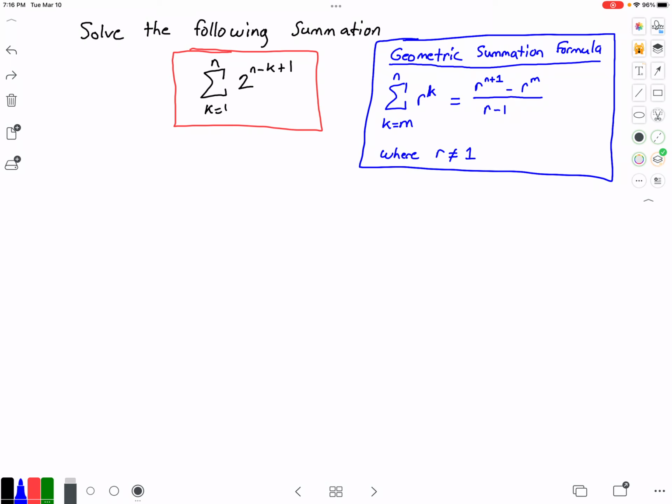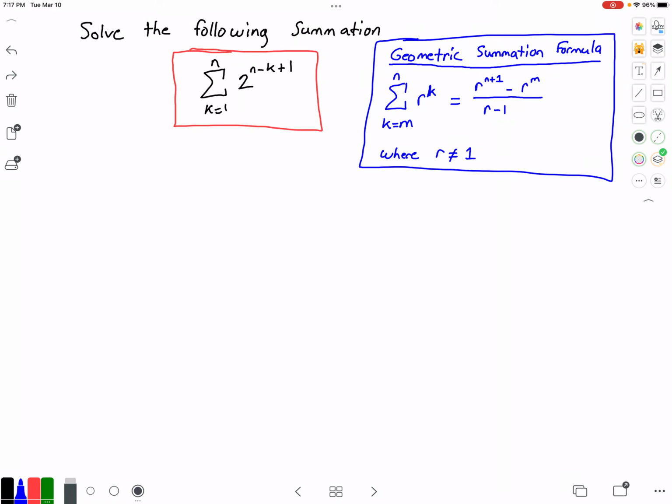We're going to solve the following summation, which I have in the red rectangle right here. Oh, that's a terrible arrow. Let's do that one more time. All right, so it's right there. It is a summation from k equals 1 to n of 2 to the power of n minus k plus 1. And to the right, in a blue rectangle, I have the geometric summation formula that we're going to be using to solve this summation.